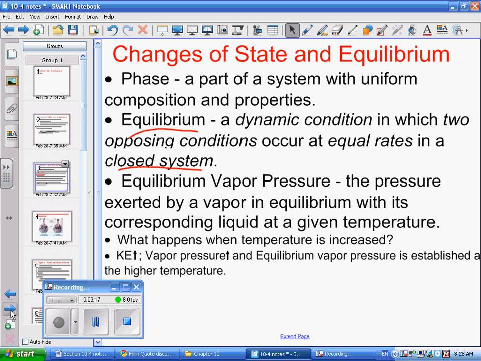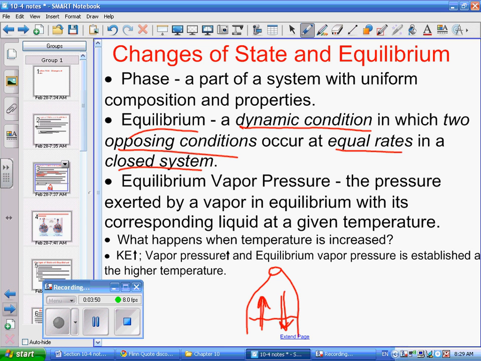If I'm saying it's in equilibrium, what I'm saying is that there are 2 opposing forces, or 2 opposing conditions. So in my bottle, I have water, and in this water I have evaporation, and then I have condensation. Those are the 2 opposing conditions. And next, they occur at equal rates. So evaporation is occurring just as fast or just as frequently as condensation. And the last point, a dynamic condition: it's always happening.